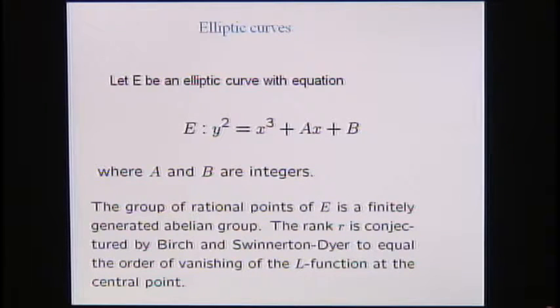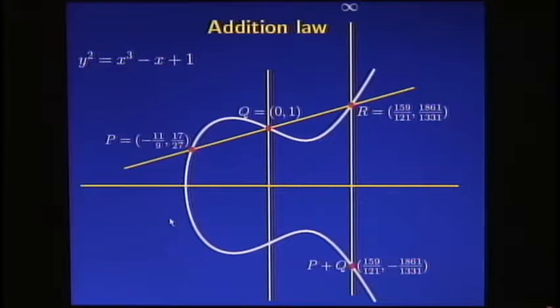Okay. The rational points, when x and y are rational on your elliptic curve, can be added together. There's this group operation, and you get this finitely generated abelian group. I hope I've got the right slides here. Right. And as I said, the rank is conjectured to be equal to the order of vanishing.